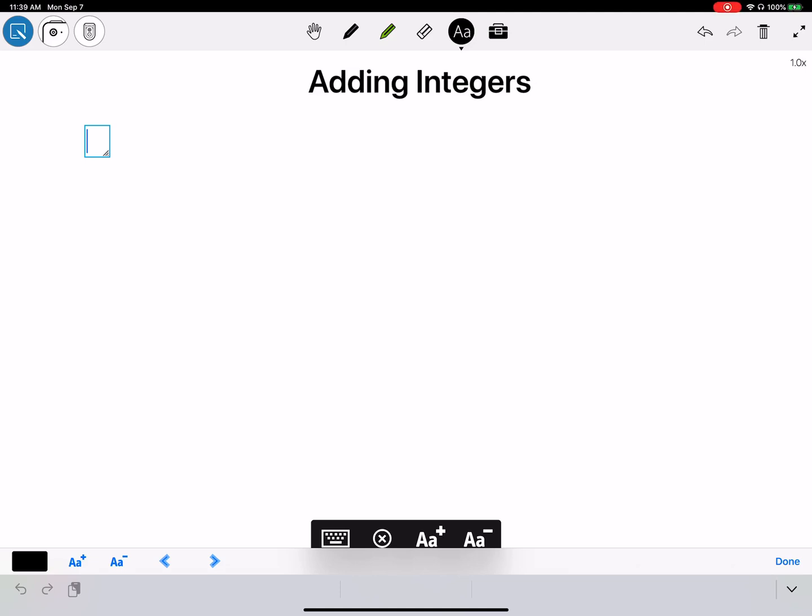All right, welcome to our first lesson. So today we're going to be talking about adding integers. So let's talk about what integers are, what they're comprised of, all that good stuff.